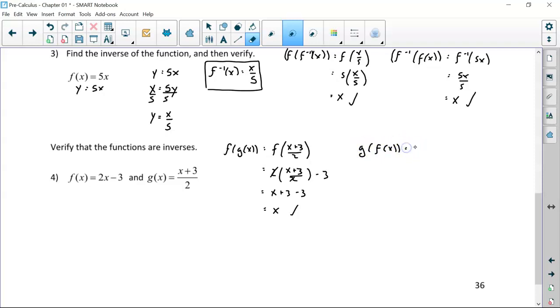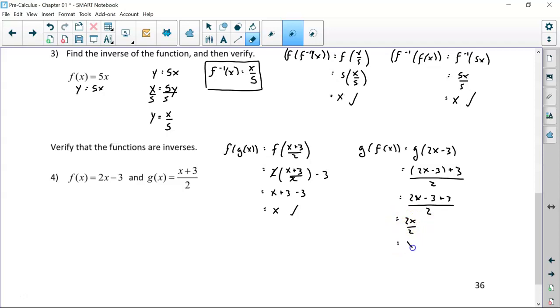g of f of x. So it's going to be g of 2x minus 3. So it's going to be x plus 3, so leave that blank, plus 3 over 2. Using our order of operations to get rid of the grouping symbols, we get 2x minus 3 plus 3 over 2. So it's going to be 2x over 2, which is x. So there we go. We just verified that they're inverses because they both equal x. Let's do some more of those.